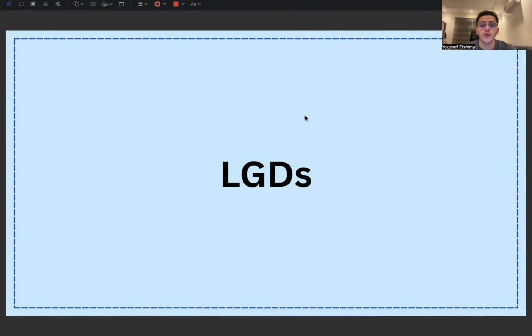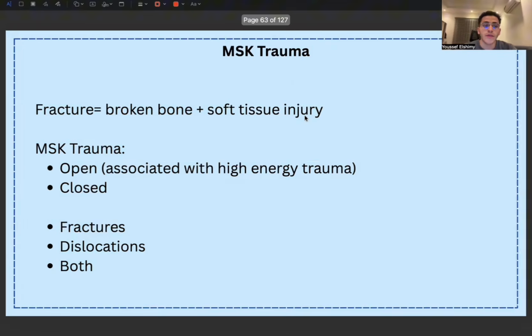So moving on to LGDs and starting with fractures. A fracture is basically a broken bone plus soft tissue injury. So we cannot forget about the soft tissue that surrounds the bone, things like muscles, nerves, blood supply. So whenever you suspect a broken bone, you also suspect soft tissue injury.